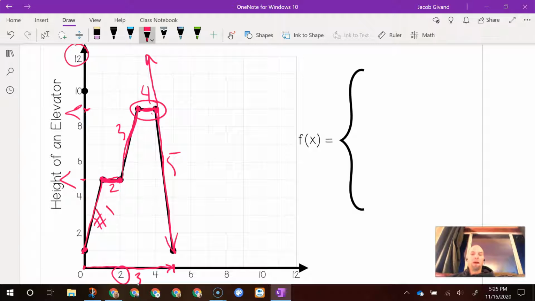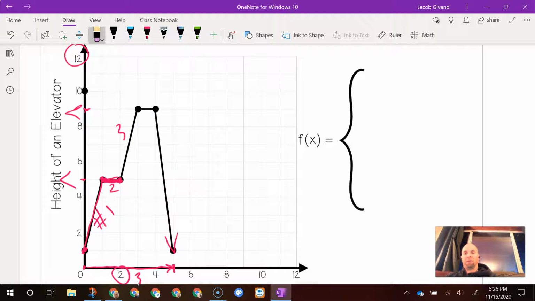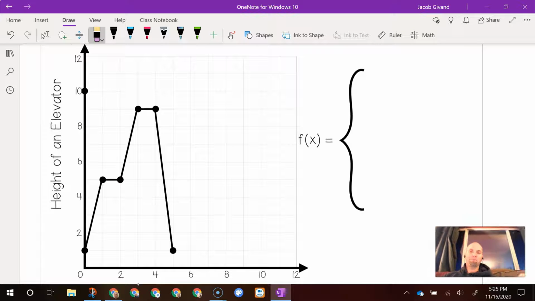So when I write my piecewise function here, I'm going to have it in 5 parts. There's going to be 1, 2, 3, 4, 5 parts. I can just tell that right away, and I think it's good to talk about that and show you. Okay, well, let's do a couple of the parts here together. Let me erase all this. All right, so here we go.